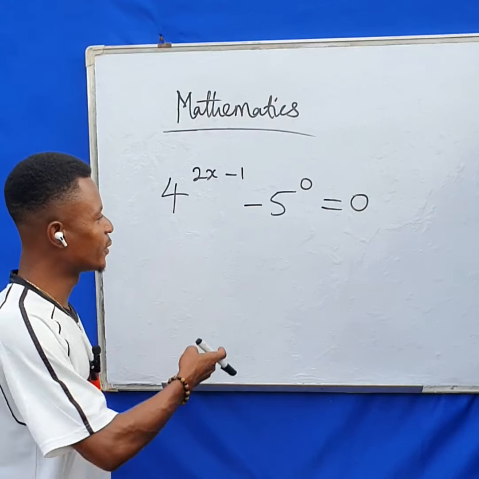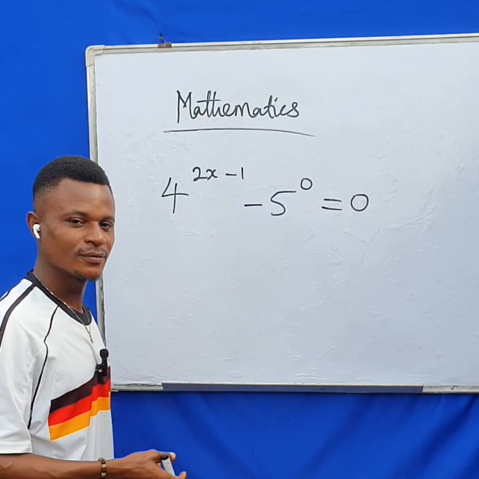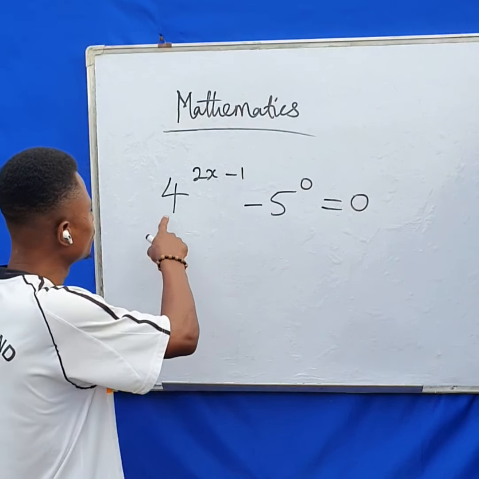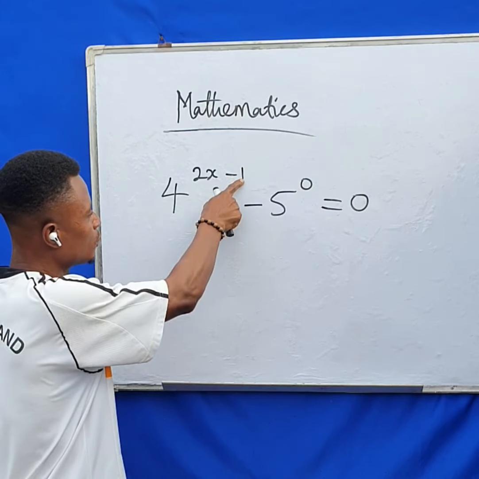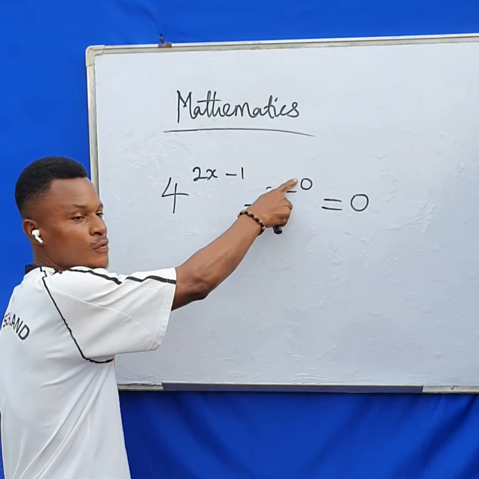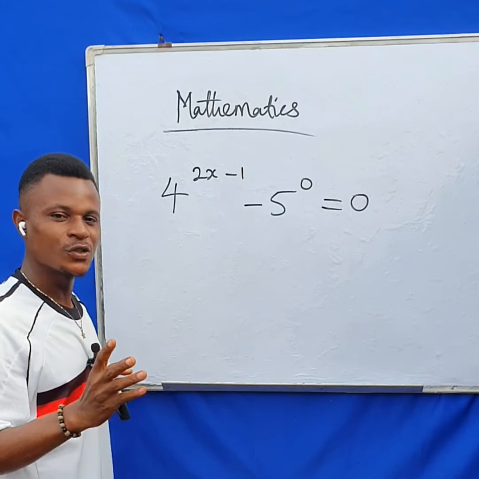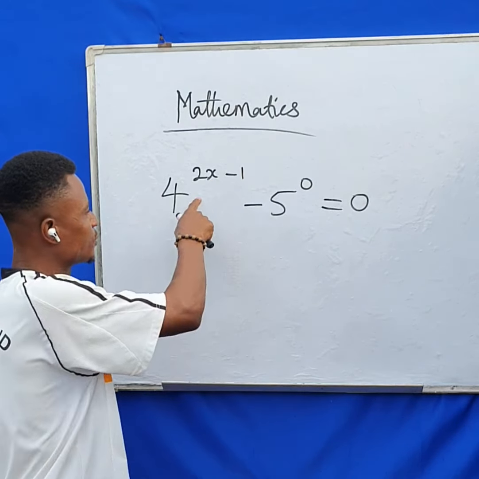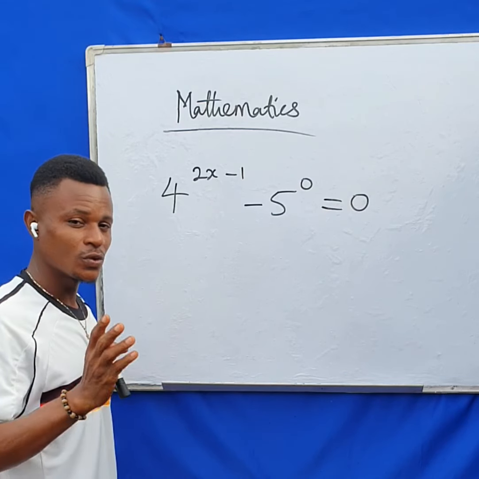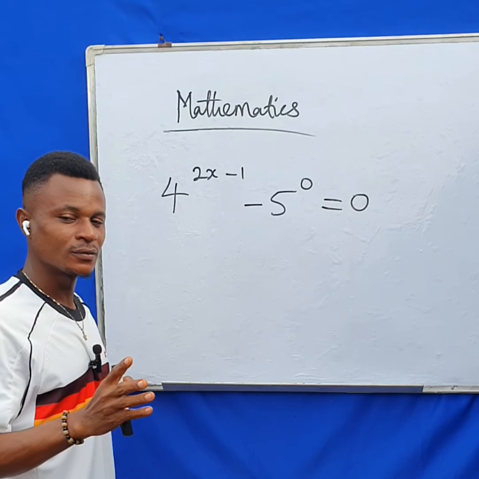Let me show you how to solve this kind of math question on the board. You are given 4 raised to the power of 2x minus 1 minus 5 raised to the power of 0 equal to 0. And we are expected to find the value of this x. We want to solve this question correctly.